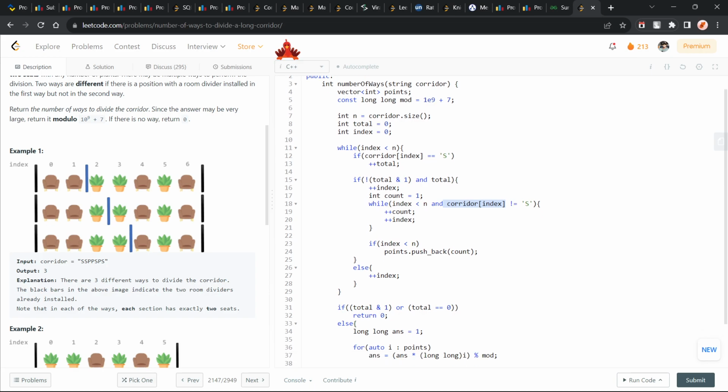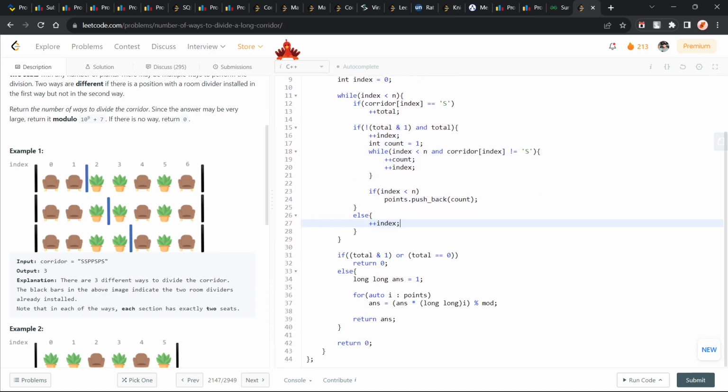Now after this whole process, if index is less than n, I'm just going to push the current count into my points vector. So why is this particular condition, index is less than n? I talked about why for the last two seats we are not going to consider the number of ways, right? So if index becomes equal to n, that means the current two seats that we have encountered are going to be the last two seats. That is why we are just going to ignore them. So only if index is less than n, I'm just going to add this particular value to the points vector. If this was not true anyway, I'm just going to increment my index value.